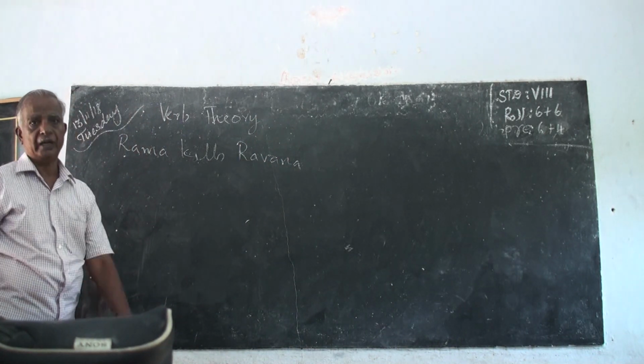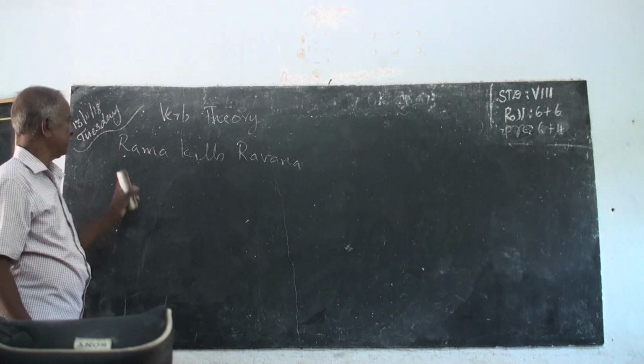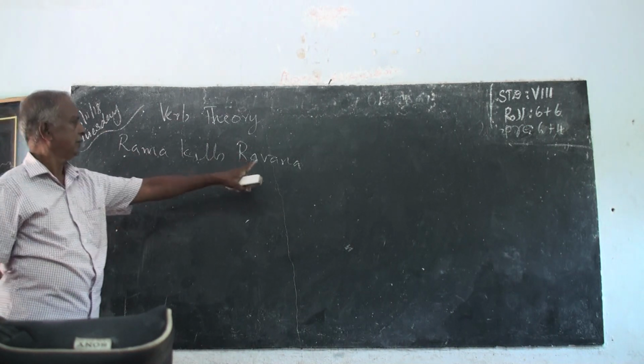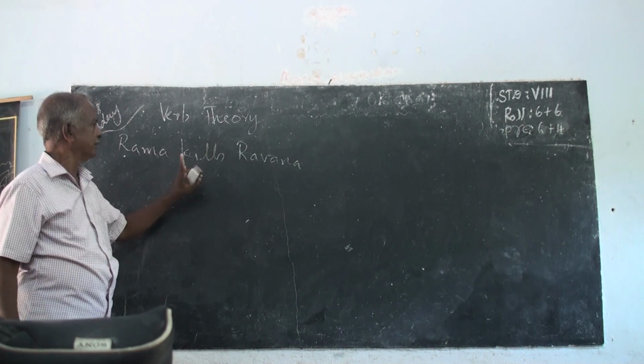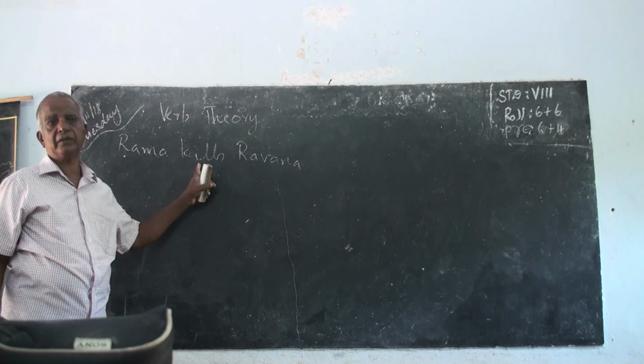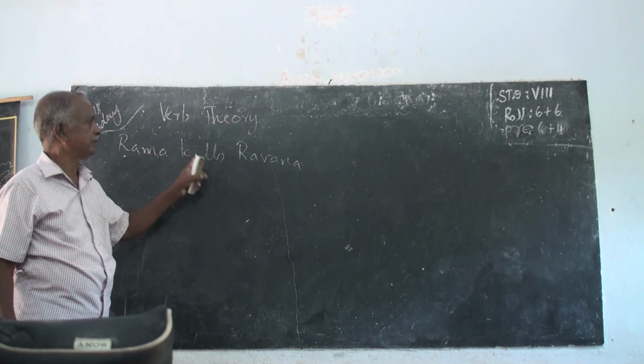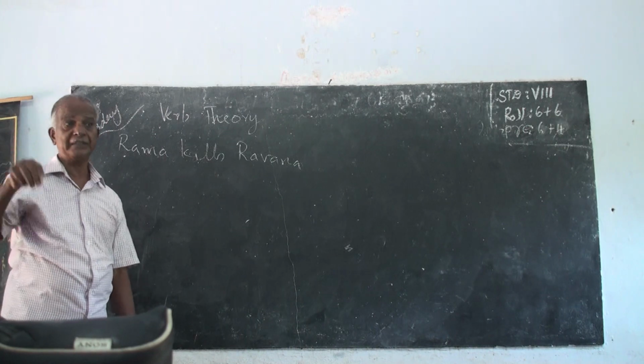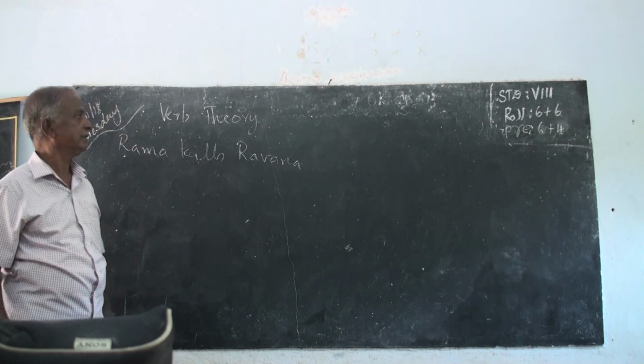Rama kills Ravana. Rama is the subject, Ravana is the object, and kills is a verb. According to the verb theory, kills is a verb. What verb is this? Same verb.